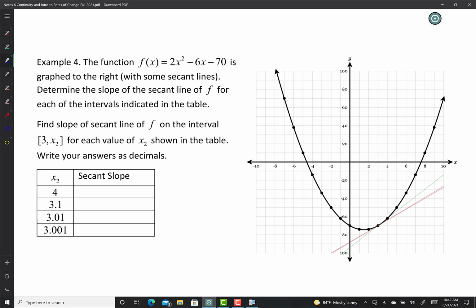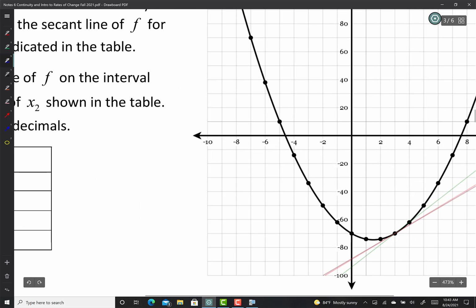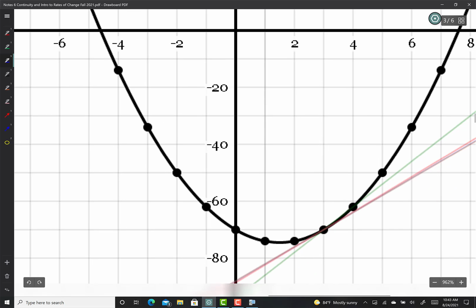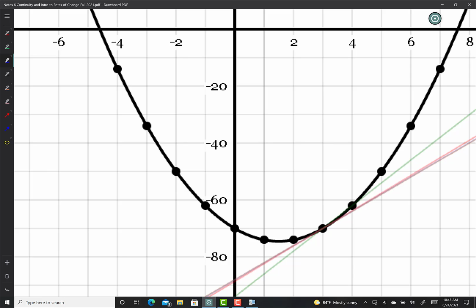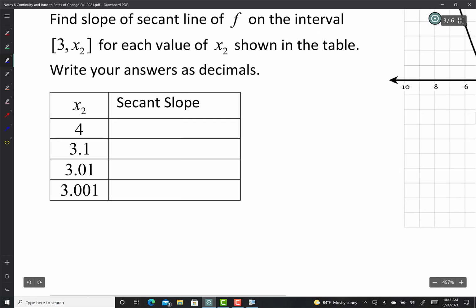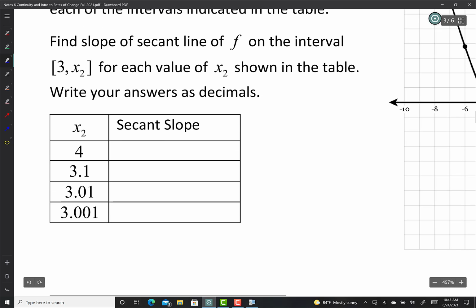Example 4. The function f of x equals 2x squared minus 6x minus 70 is graphed to the right with some secant lines. Can you guys see those secant lines? I should have done a better job. Sorry if we can't see them. Look, there it is, guys. Well, it looks like tangents, but they're going through more than 2 points. The only tangent line maybe is this one in red. But the green one is going through more than... They're so close to the tangent that they look tangent, which I guess I kind of gave a hint there.